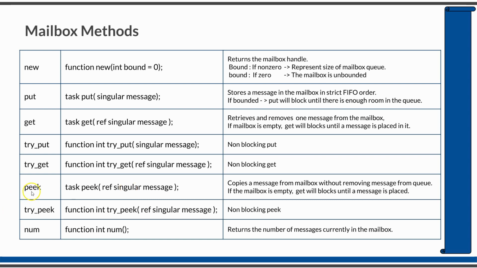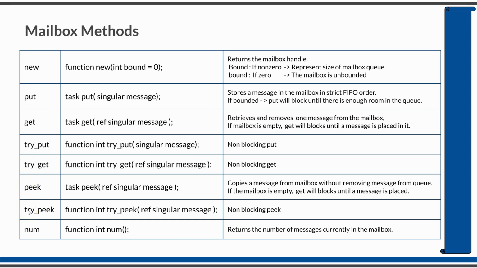The difference between peek and get is that a get will actually remove the object or the actual transaction from the mailbox, but what peek will do is just return a copy of the item that is present in that mailbox. It won't remove anything from the mailbox. So if you just keep on calling peek, nothing will get removed from the mailbox. And if you are in a specific scenario where you don't want to remove but you want to get something from the mailbox, you can use peek.